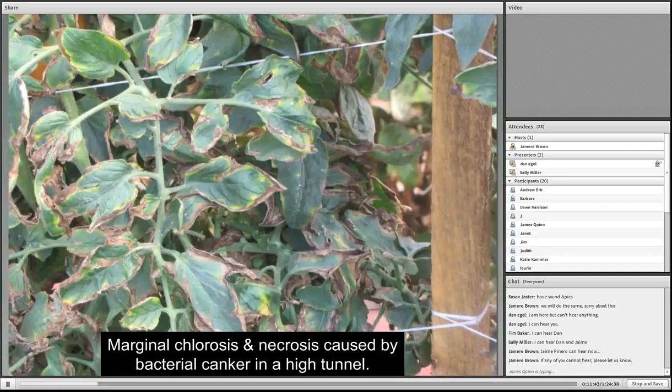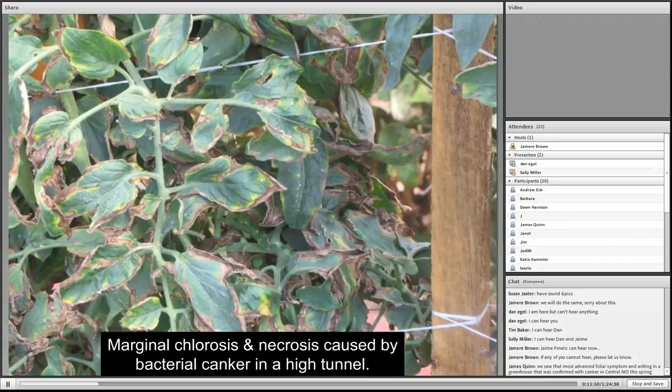When I see canker, a lot of times I'll see this symptom along with it, and you see this kind of what I call a marginal chlorosis and necrosis, that is browning and yellowing along the edge of the leaves. So you can see that here, and this is very typical of canker, but that kind of marginal chlorosis and necrosis can be typical of other diseases as well.